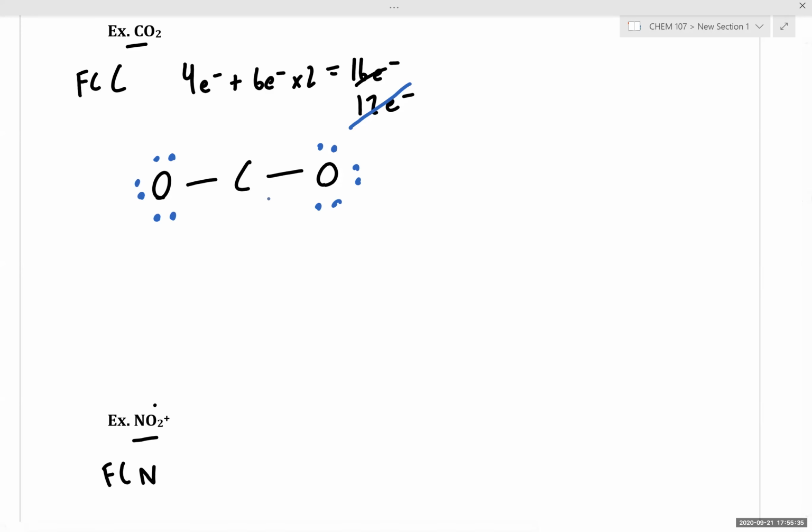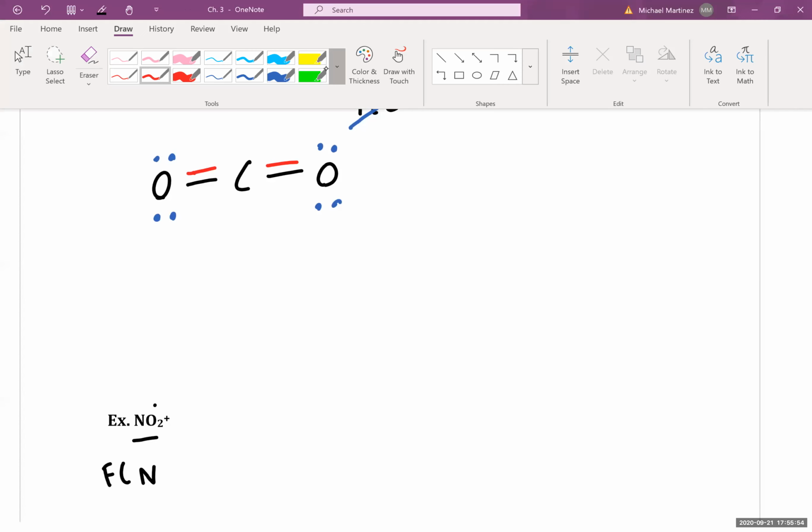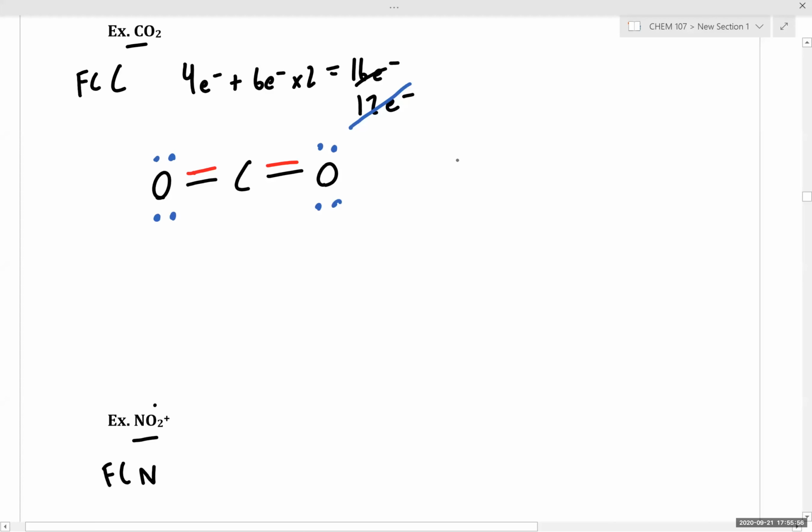Okay. So now carbon is clearly not happy with this. So we convert a lone pair into a double bond. Now, for those who are curious why we convert our lone pair on the left and right to form a double bond, it stems from the fact that we have to consider formal charges when deciding which structure is preferred.